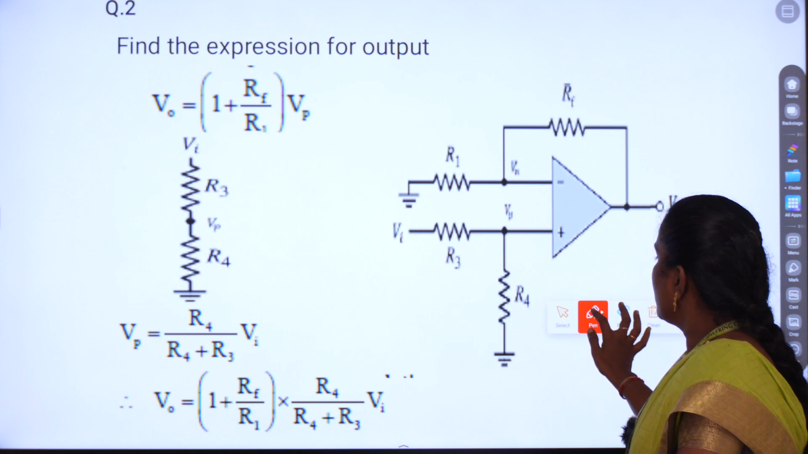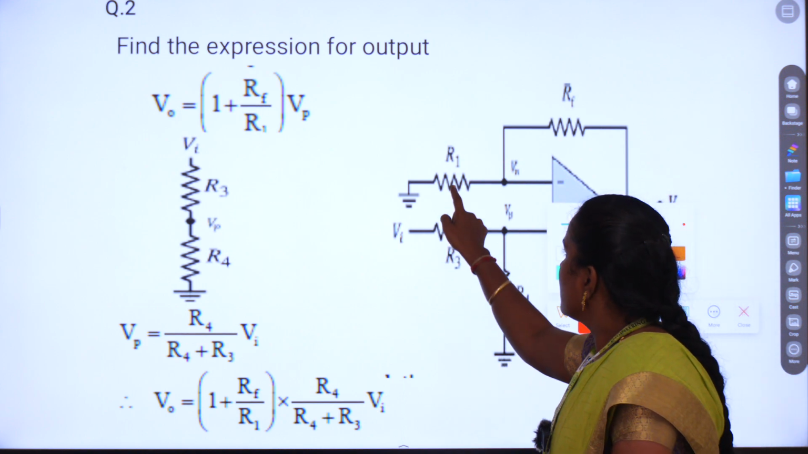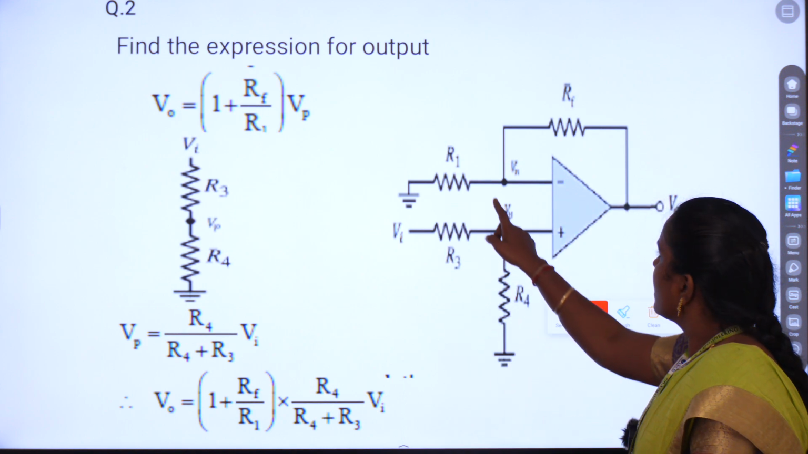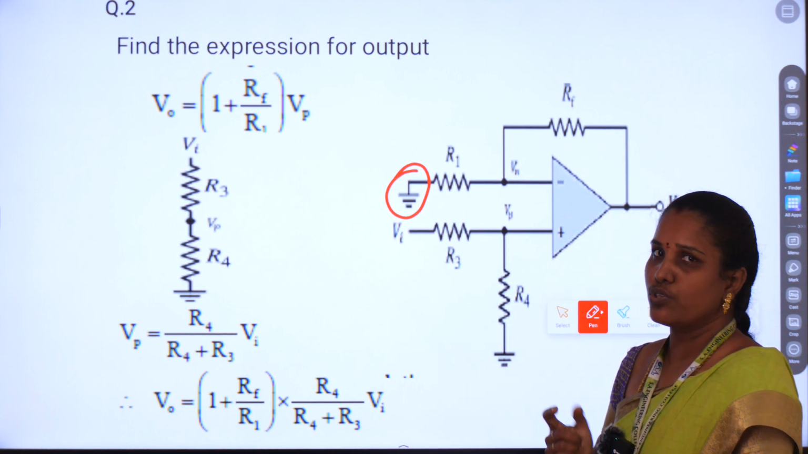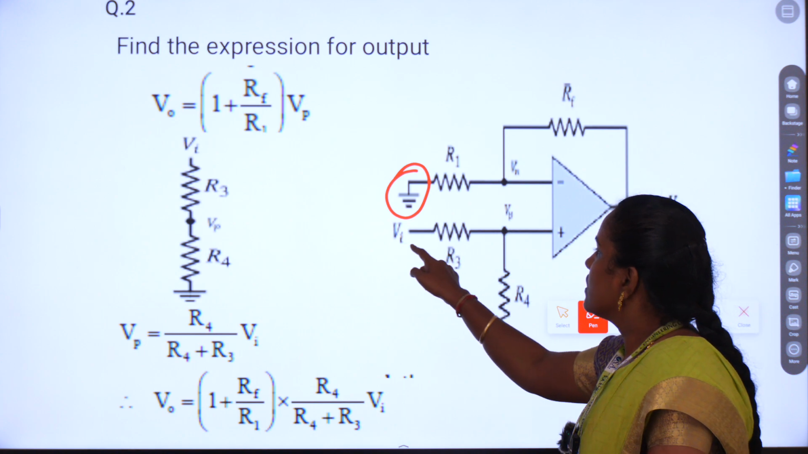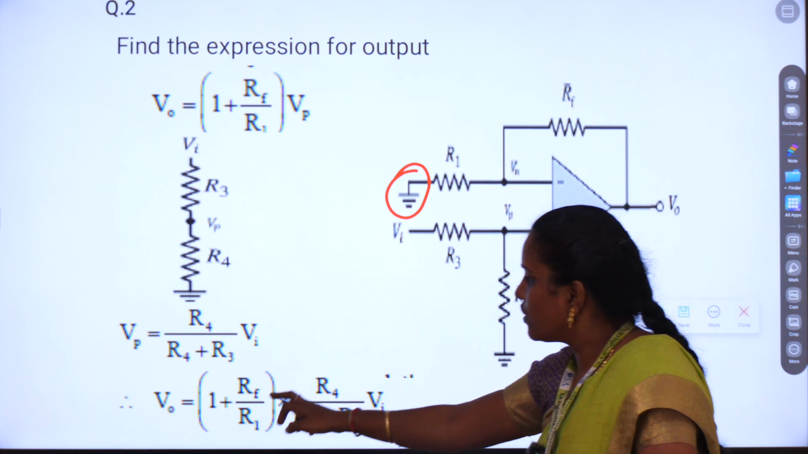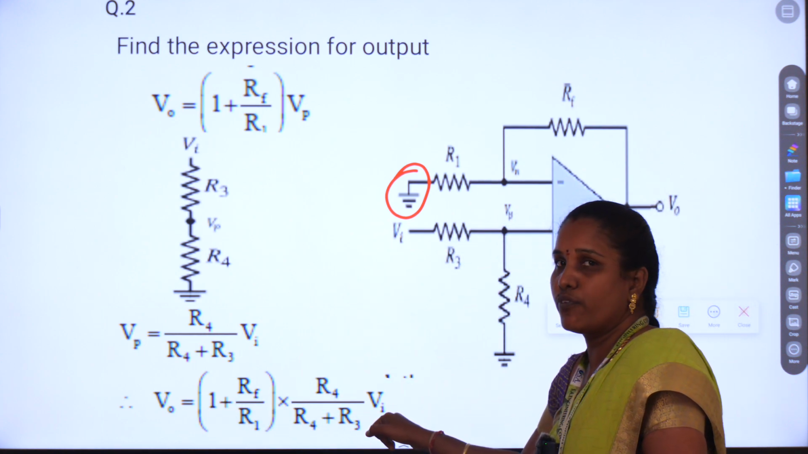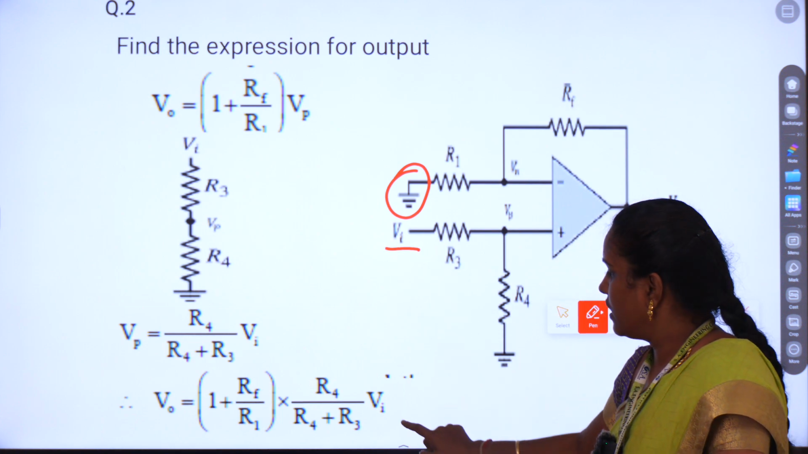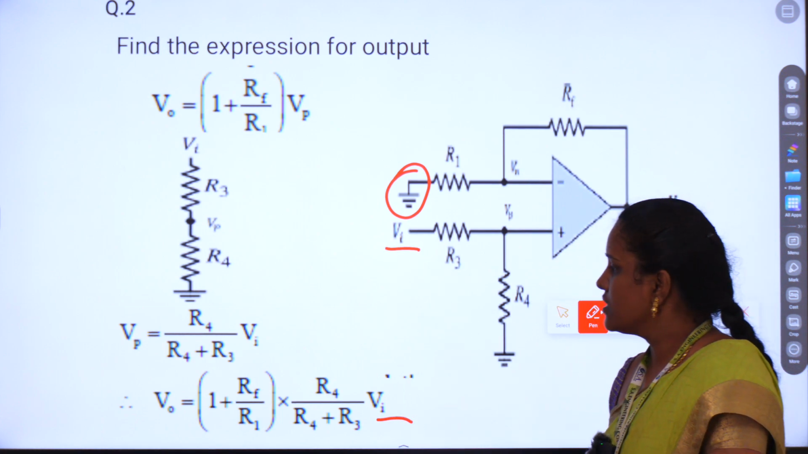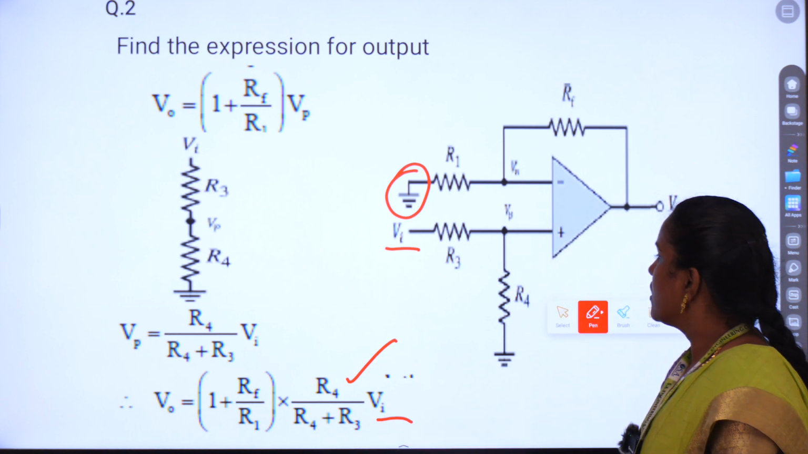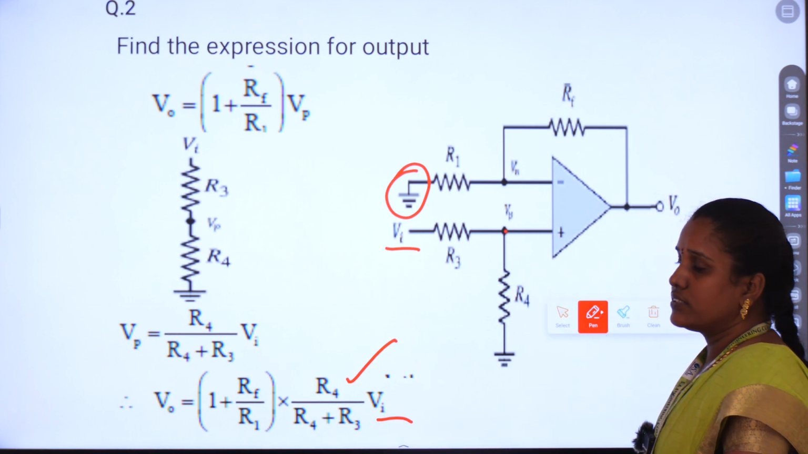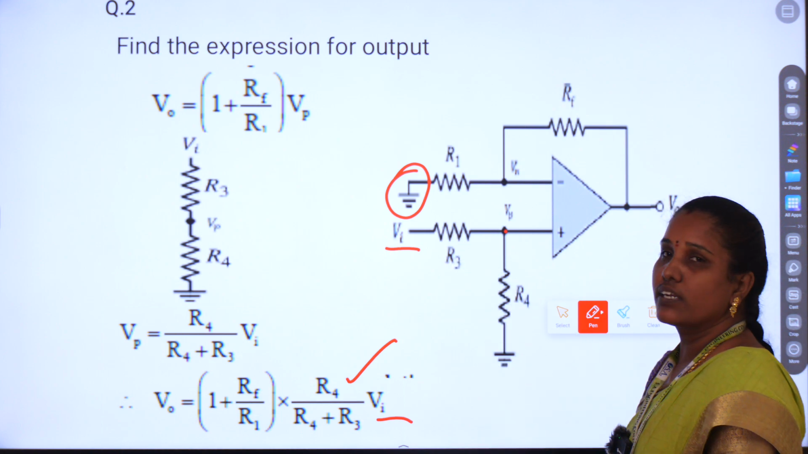Inverting mode means the inverting terminal is connected to ground, so no voltage is given there. Another voltage is given, that is Vi. Your output is in terms of Vi only. The next thing is your potential divider, R4 divided by R4 plus R3. So R4 and R3 we can connect like this.